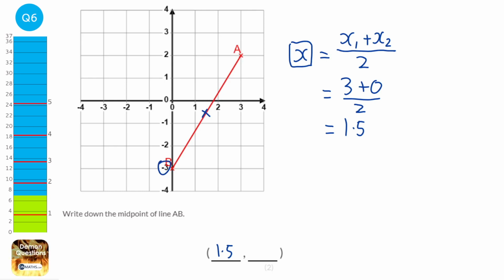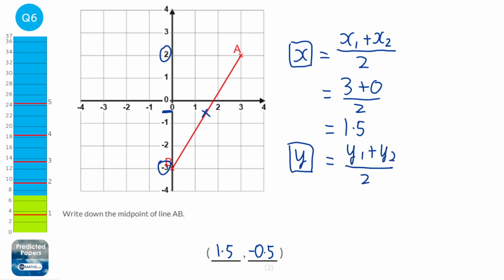We've gone from -3 to 2, so we can just look at the fact that the halfway point here is going to be at -0.5. If you didn't really see that, we can use the equation. The equation's simple because it's just y1 plus y2 divided by 2. The y coordinates are 2 and -3. 2 plus -3 is just going to be -1, and -1 over 2 is just going to be -0.5.